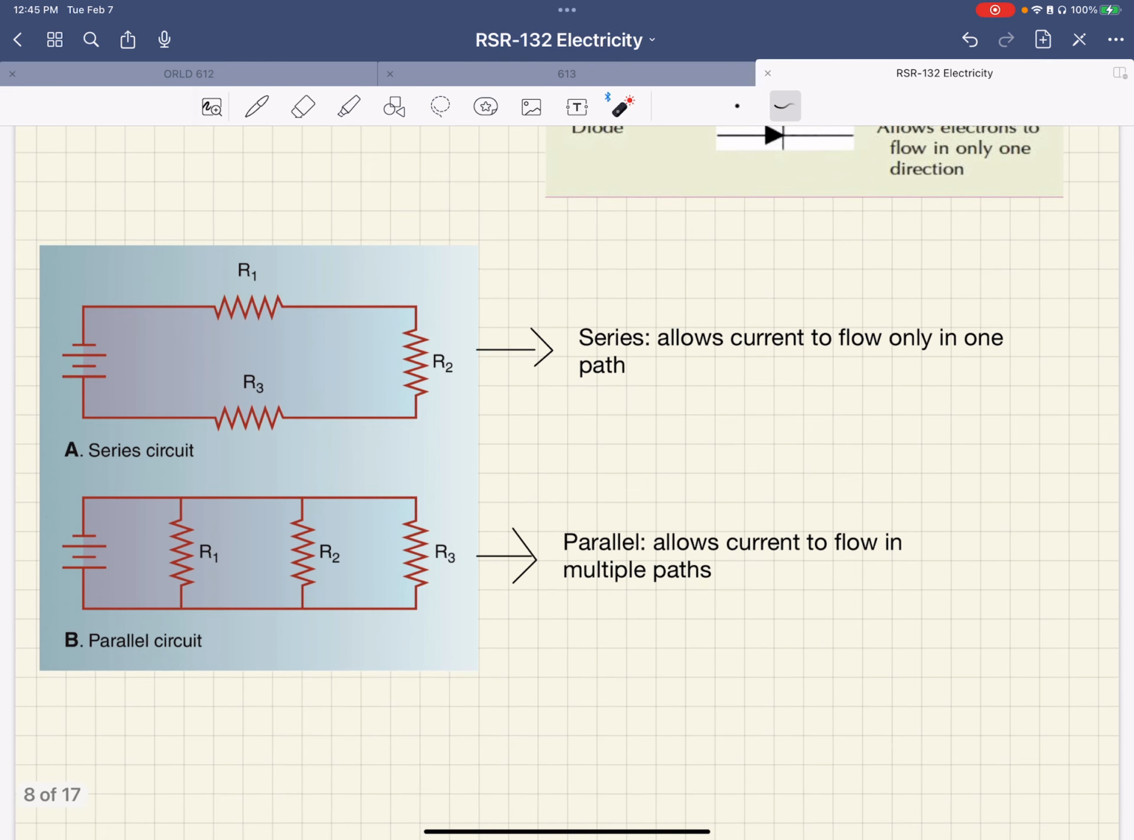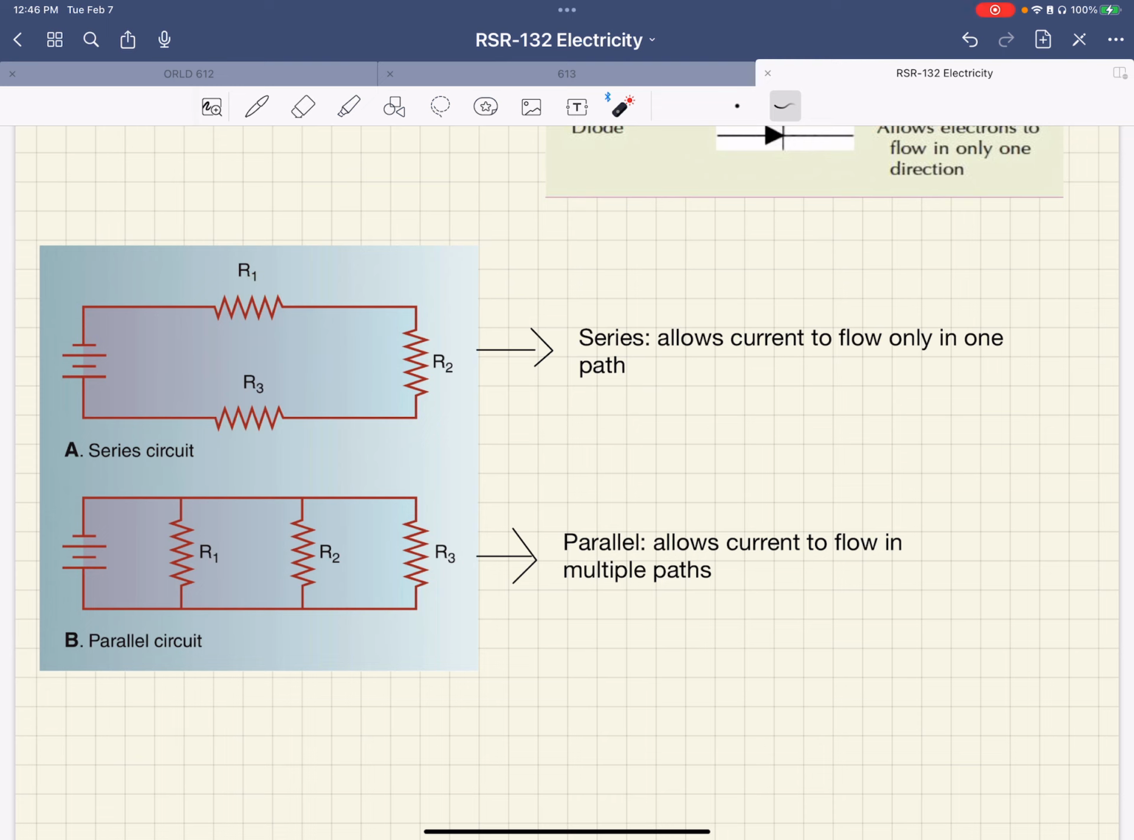Let's talk a little bit more about the difference between the two. With a series circuit, as you can tell, this is basically one continuous wire. A series circuit allows current to flow only in one path. Let's think of an example, and there's a classic example of a series circuit: our Christmas lights. Technically you can consider each light a resistor because the current has to go through it, and it's all on one path.